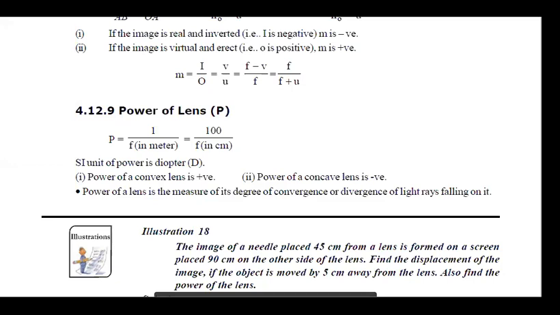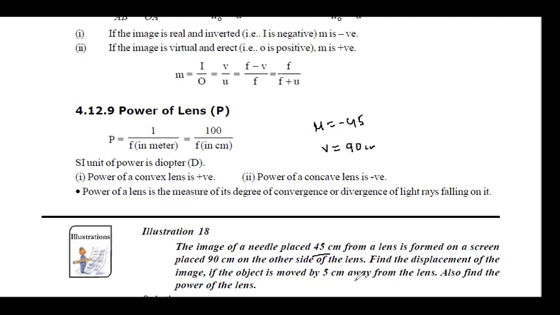The image of needle placed 45 centimeter from the lens. Now, object distance is always negative. That is one thing that we should remember. So U is minus 45. Image formed on a screen placed 90 centimeter on the other side of the lens. Find the displacement of the image if the object is moved by 5 centimeters away from the lens. Now, think about it.